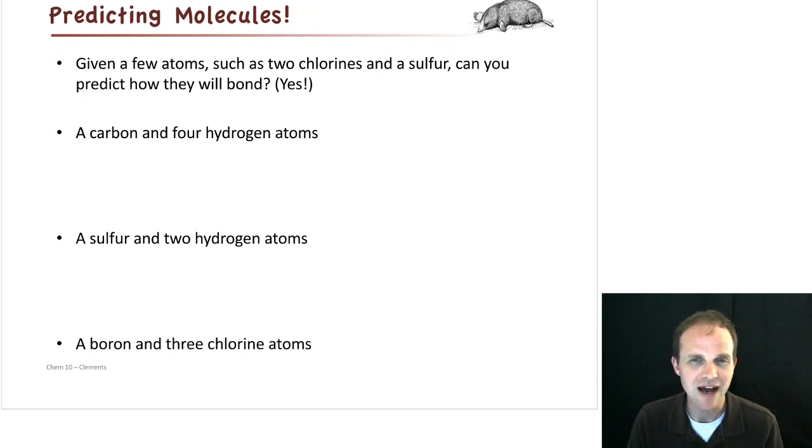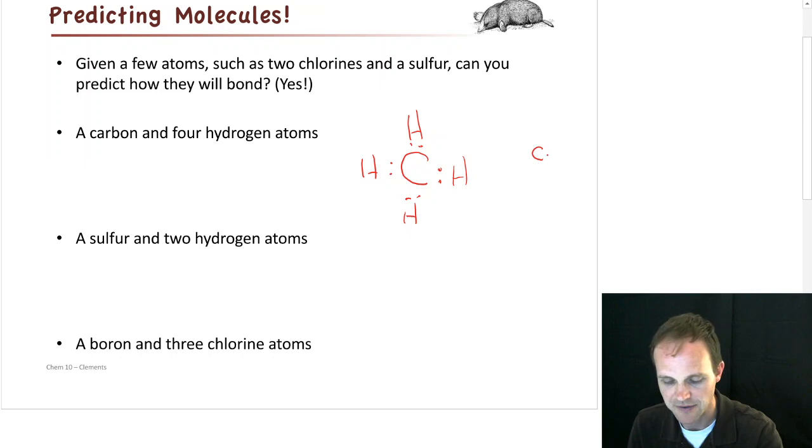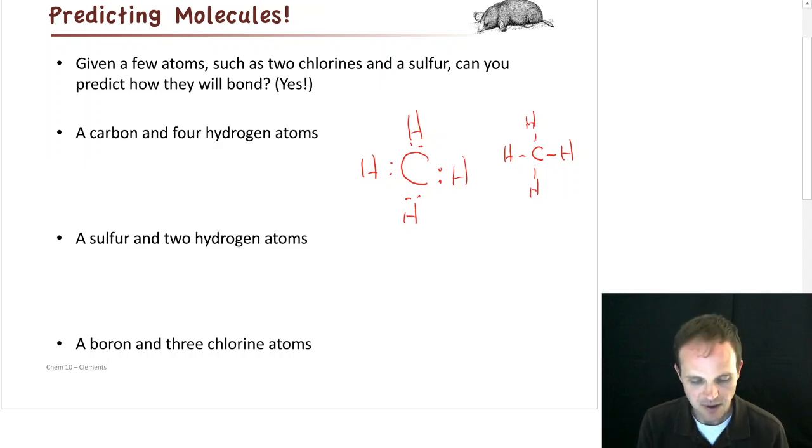So we can kind of do this. We did it with CH4. We said, hey, if there was a carbon and 4 hydrogens, then we'd end up with those hydrogens sharing the electrons with the carbon, something like that. And of course, we now have our simpler way of drawing things using the lines. And so we can draw CH4 looking like that. What if we had other things?